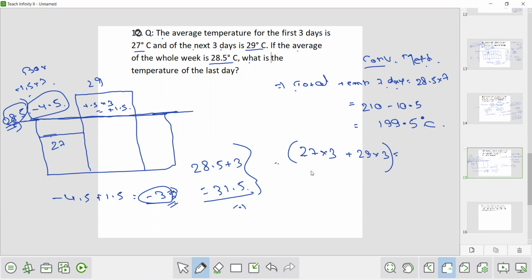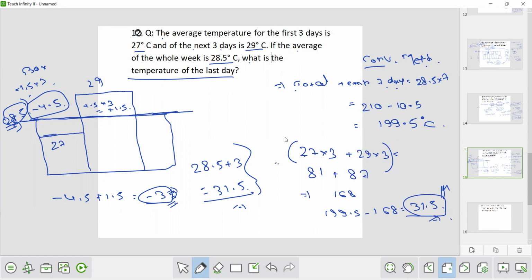That is 27 into 3 is how much? 81. 29 into 3 is how much? 87. So 81 plus 87 is how much? 168. So 199.5 minus 168, that is 31.5. So the temperature of the last day will be 31.5. I think you have got this conventional method: we calculated the total temperature for the 7 days and removed the total temperature for the 6 days. How do we find the total for the 6 days? The total for the first 3 days and for the next 3 days. Okay, let's proceed to the next question.